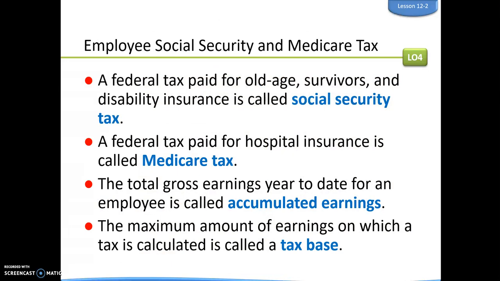A federal tax paid for old age, survivors, and disability insurance is called Social Security tax. A federal tax paid for hospital insurance is called Medicare tax. The total gross earnings year to date for an employee is called accumulated earnings. The maximum amount of earnings on which a tax is calculated is called a tax base.